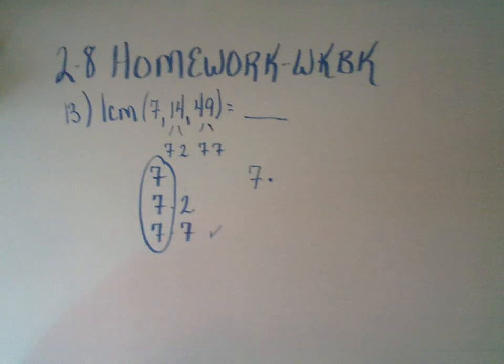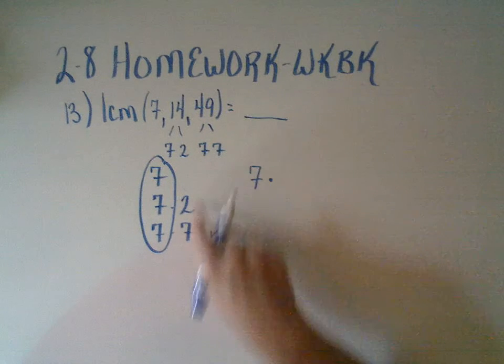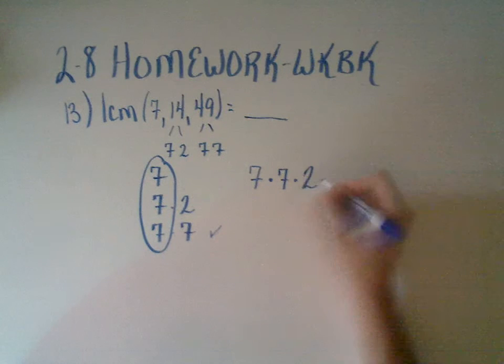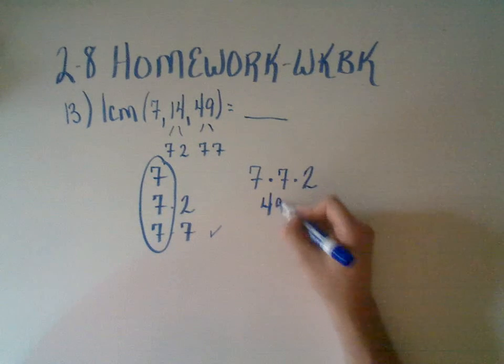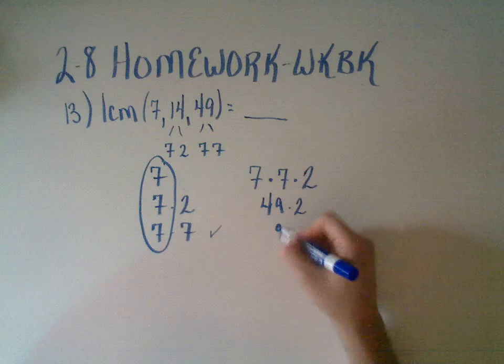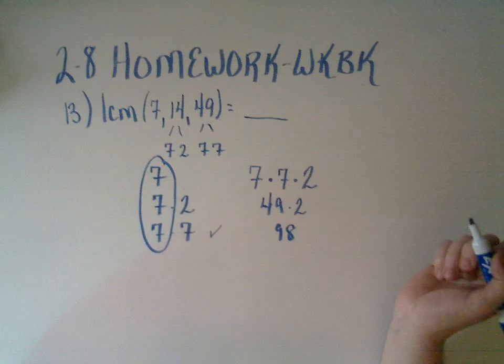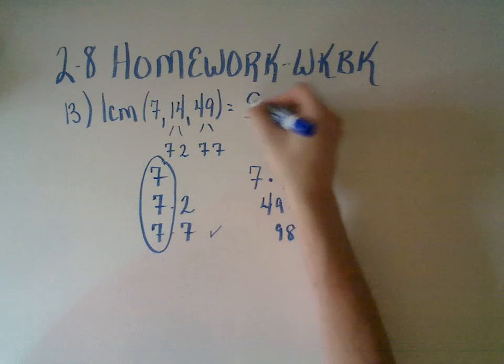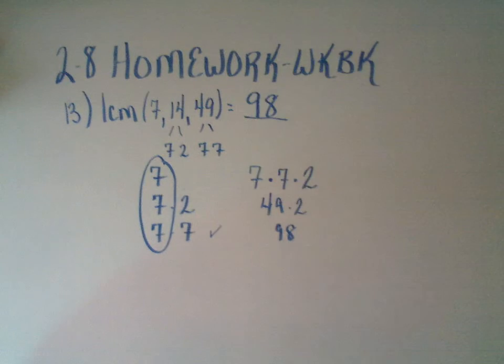And again, it does not matter where that thing that's not circled is. So I've got a 2 and a 7 here. Well, that's the same as 49 times 2, or 98. So the least common multiple of 7, 14, and 49 is 98.